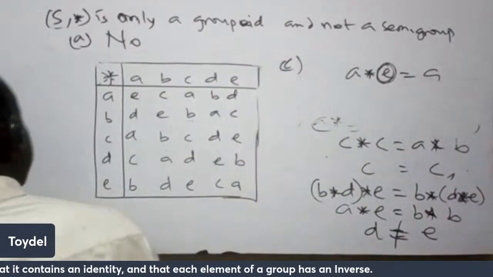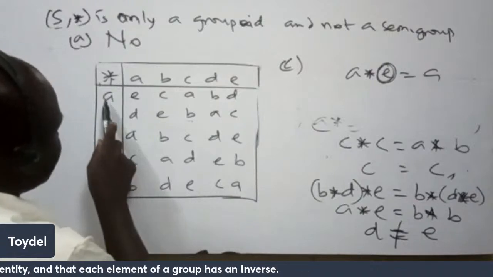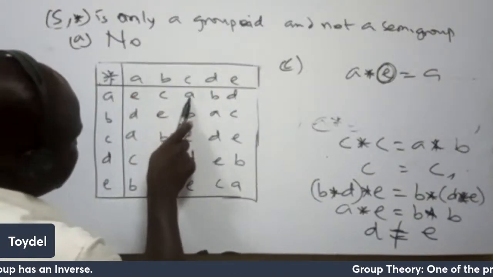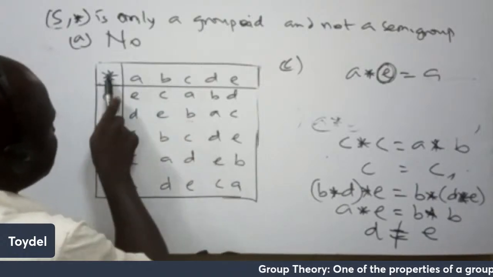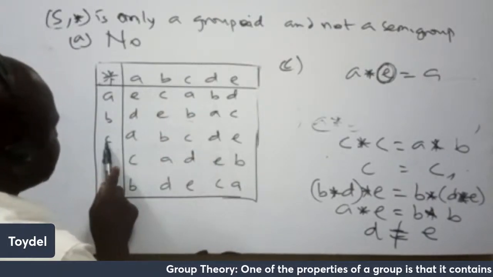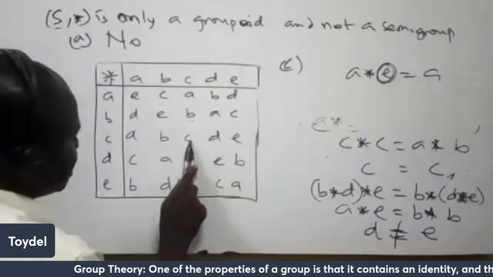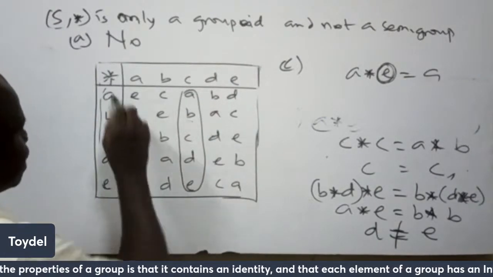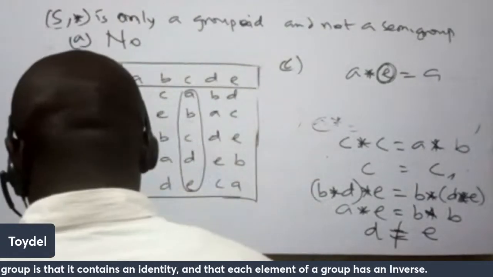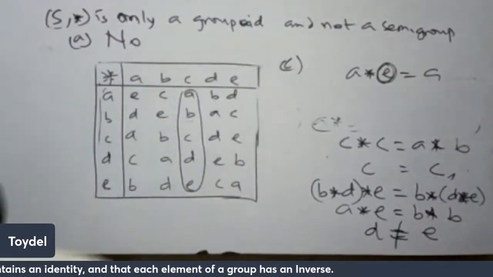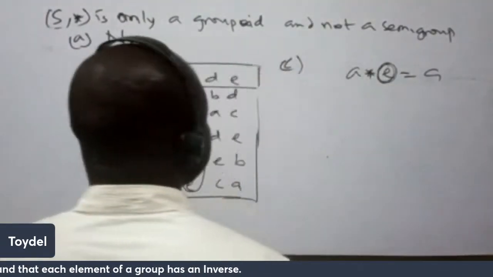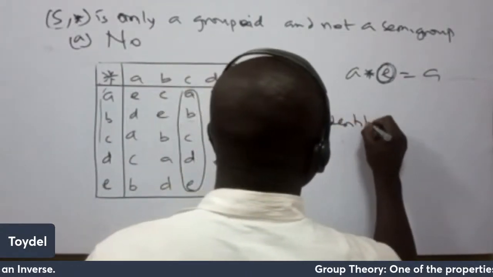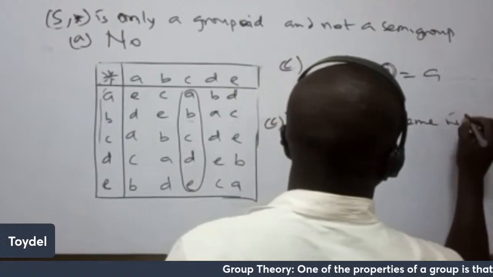So now let's check the table. Where do we get that? A asterisk, whatever we have here is A. Look at B asterisk, whatever we have here is B. C asterisk, whatever we have here is C. You realize that all the elements here are the same as what we have here. So the question says, what is the identity element? We now say that the identity element is C.